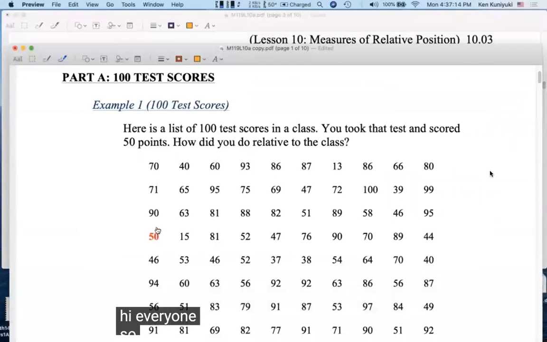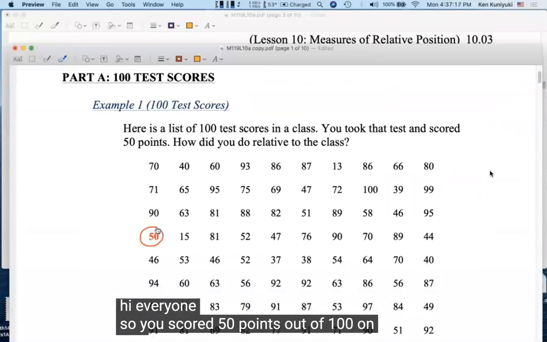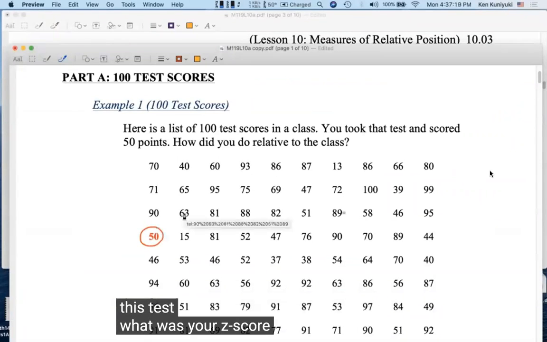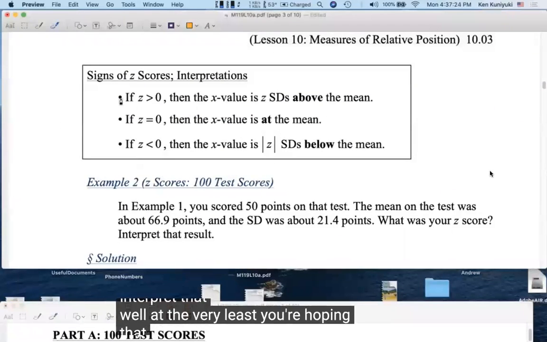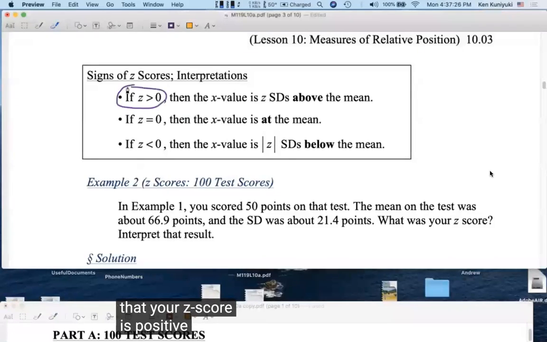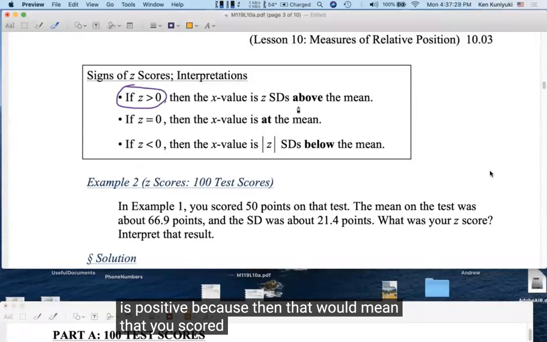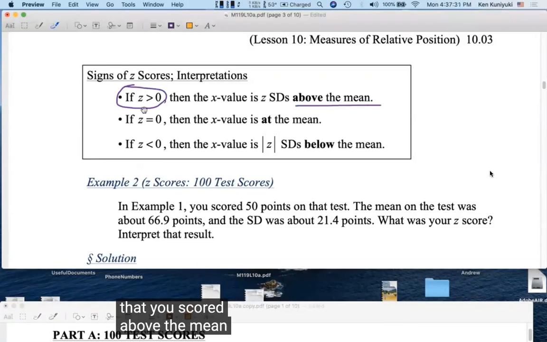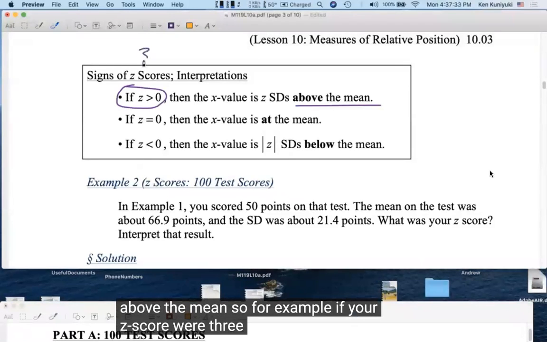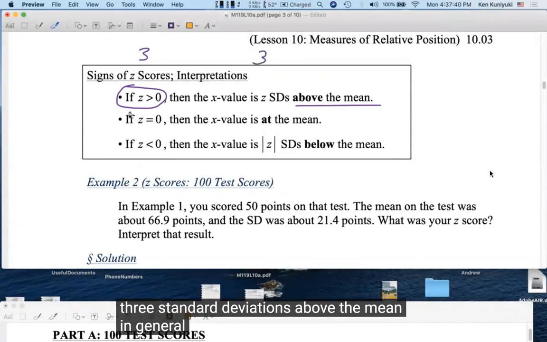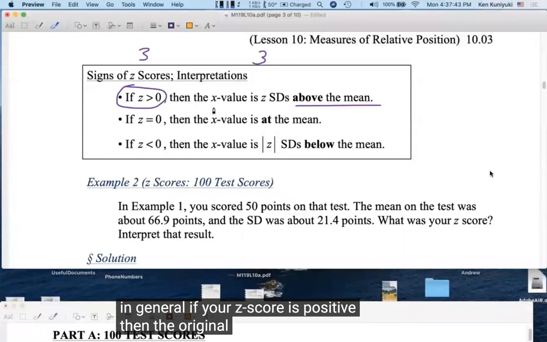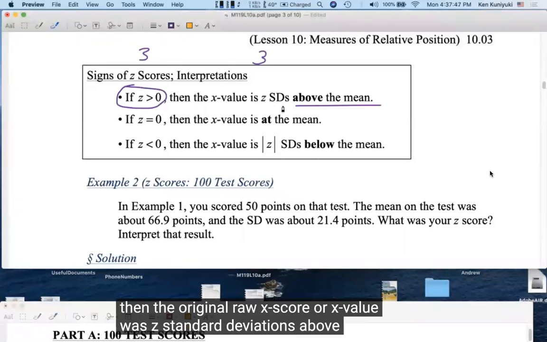Hi, everyone. So you scored 50 points out of 100 on this test. What was your z-score, and how could you interpret that? Well, at the very least, you're hoping that your z-score is positive, because then that would mean that you scored above the mean. So for example, if your z-score were 3, then that means that your raw test score was 3 standard deviations above the mean. In general, if your z-score is positive, then the original raw x score, or x value, was z standard deviations above the mean.